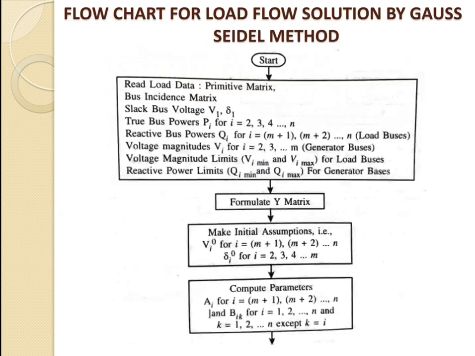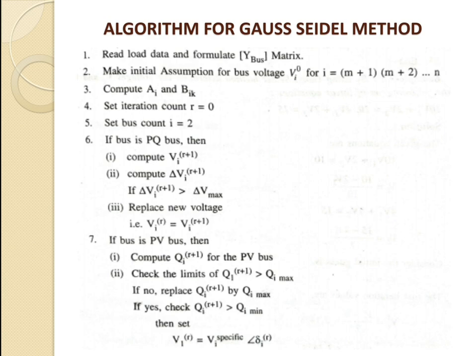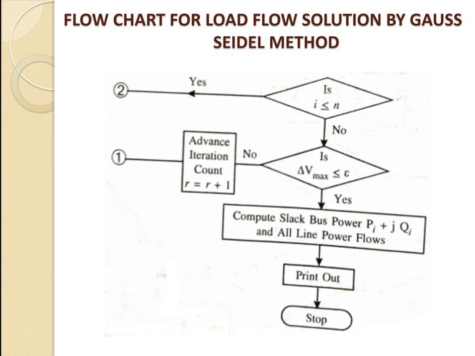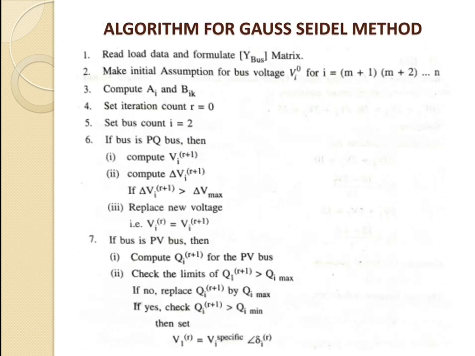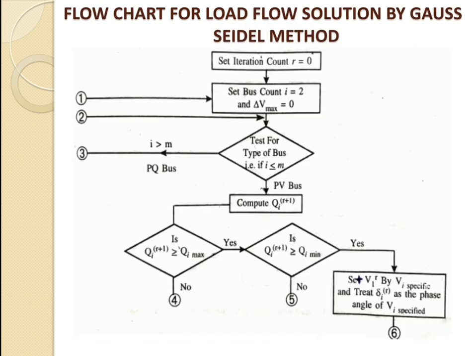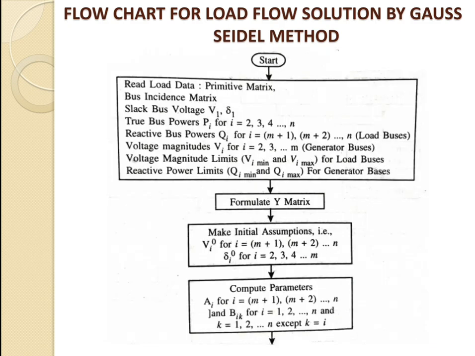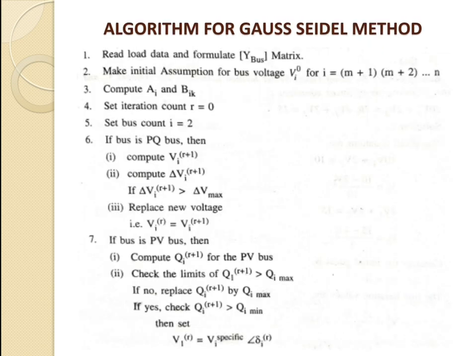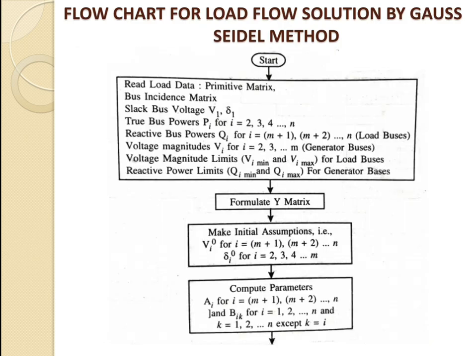Now we will go for the flow chart for the load flow solution by the Gauss-Seidel method, and there is one more parameter that is considered, the algorithm for the Gauss-Seidel method. So before starting the flow chart, we will go through the algorithm. Whatever steps are part of the algorithm should also be mentioned inside the flow chart. We start with the first step: read the load data and formulate the Y-bus matrix. This is the step given inside the flowchart.